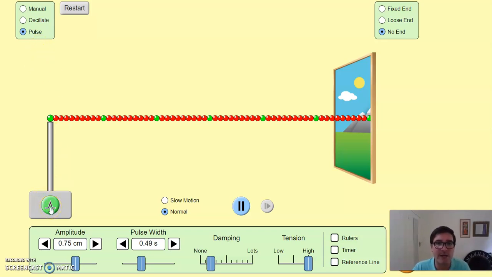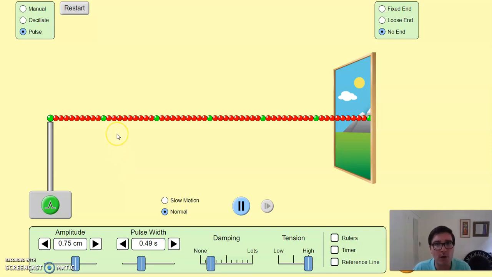So if I just generate a single disturbance, and this is going to be in normal speed, there goes my pulse. So you would see that the bar over there on the left hand side only moved up and down once. So that was a single disturbance. Okay, now there's a few important properties when we study transverse pulses.